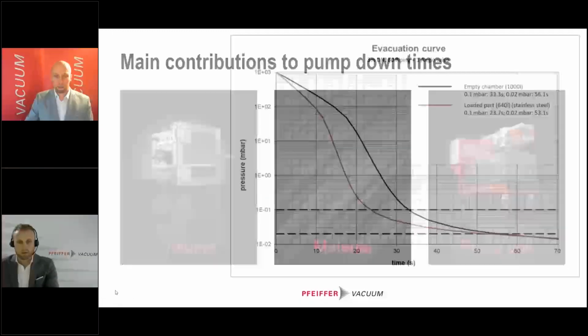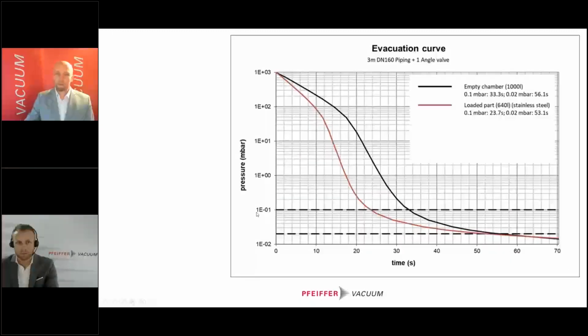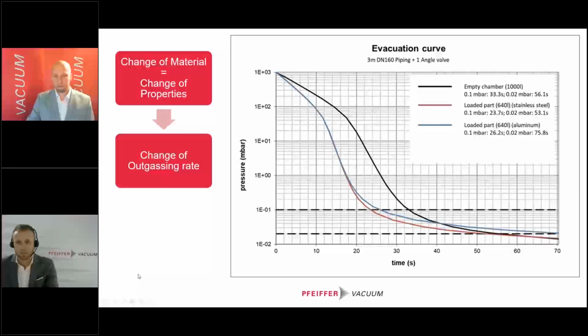It starts not only with the empty chamber and the loaded part, because not all of the parts you will test are mainly stainless steel. Here is the pump down curve of the stainless steel part, again like what you've seen before. When we now assume that the red line, the part you test, is made out of aluminum, the story looks a bit different.